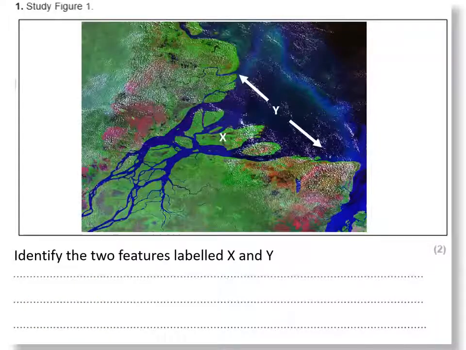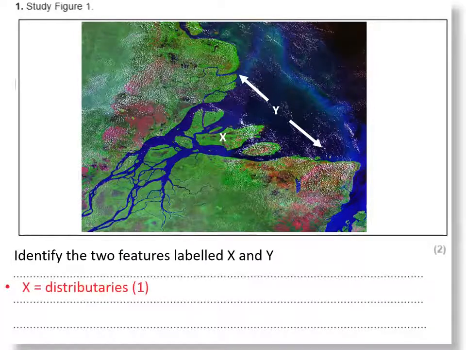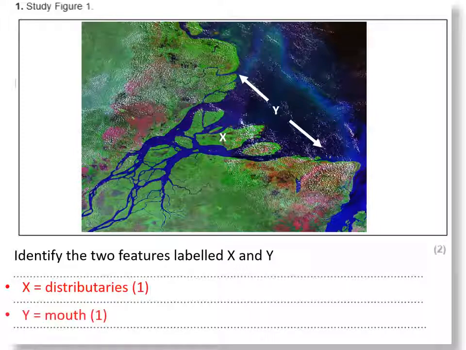Try this one. Identify the two features labeled X and Y. X were the distributaries, those islands, okay? Here we're looking at the mouth of the Amazon River. And then Y was the river mouth. I think we could have maybe accepted estuary, possibly.